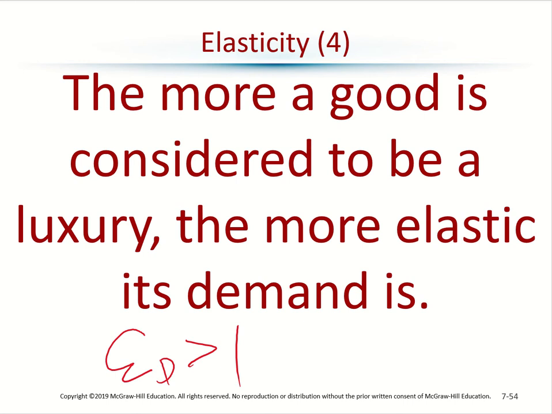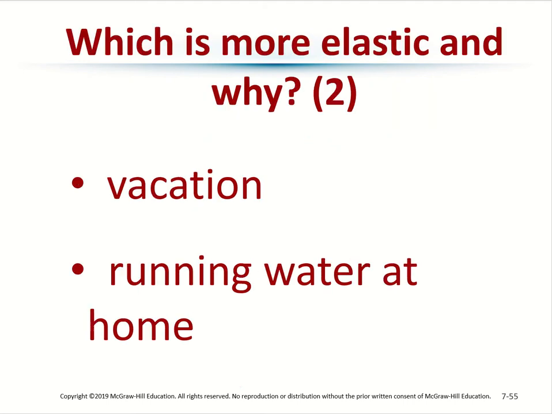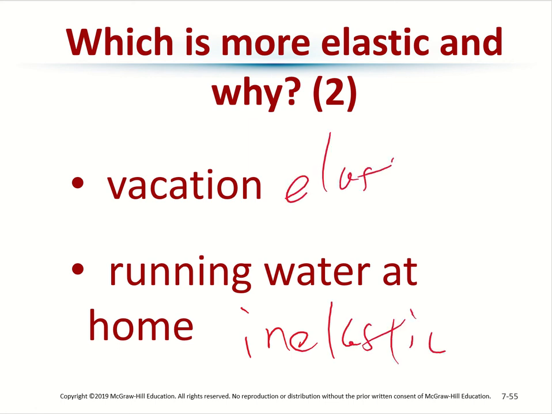But if it's a necessity, let's say running water at home, if this price changes, well, we don't have other options. That's a necessity we just have to have. So that has a very inelastic demand. Okay, so vacation is elastic because we don't have to have it. Running water at home, that's inelastic demand. Guys, the whole thing about elastic and inelastic is just to think about how responsive, how flexible consumers are. We're very flexible about our vacations. We don't have to take them, but we're not that flexible with our running water. We just have to have it.